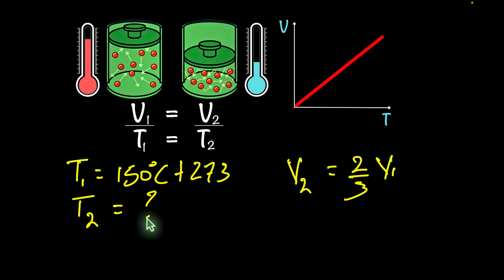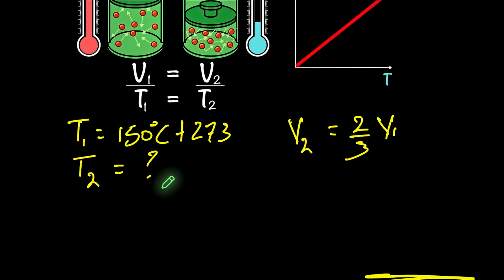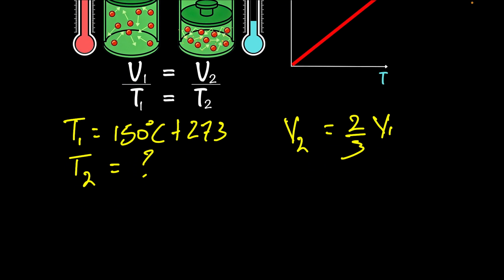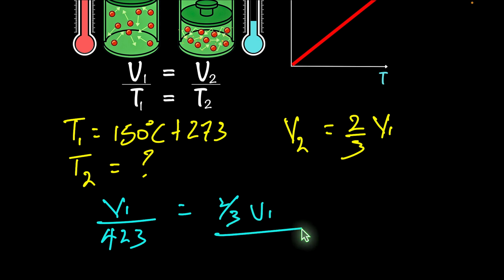It's exactly the same process. We're just going to do our substitution, but this will take a little bit more competence in terms of solving equations. So let's substitute our values. We have V1, which is just unknown, over 423, representing our initial temperature. And then our V2 will be 2/3, so 0.67, 2/3 of V1, all divided by our T2.